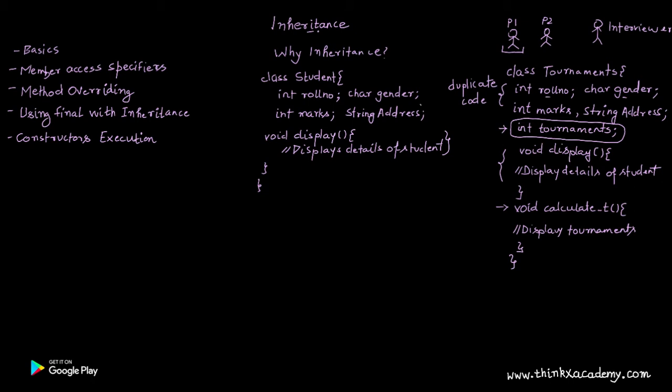If it is already there, you can see that these members and this function are already available in the class student. You're again creating them in this class. So this makes your code duplicate.